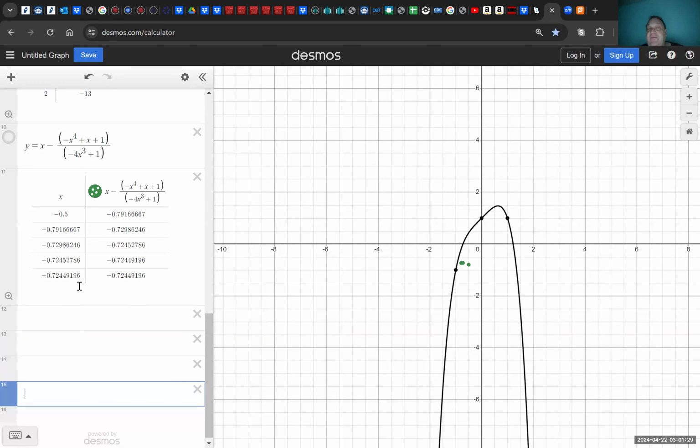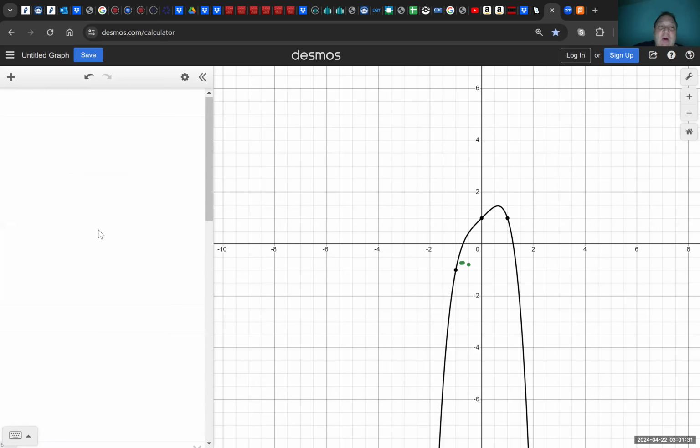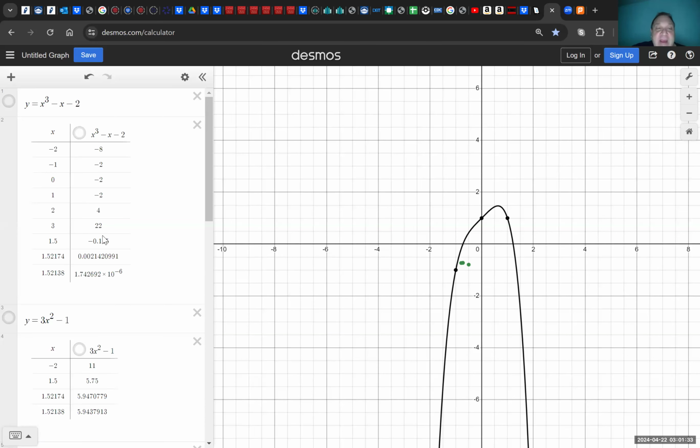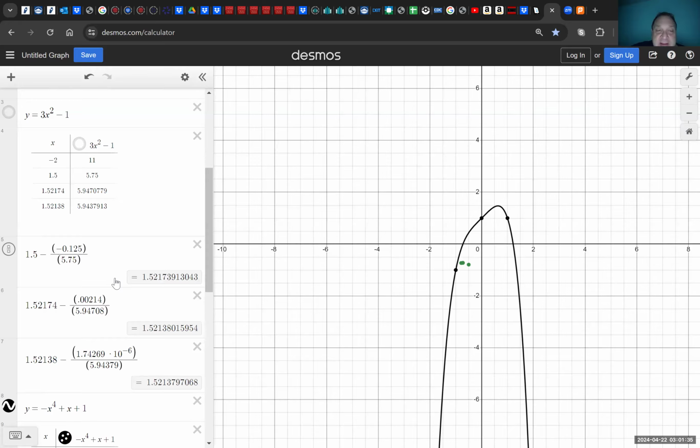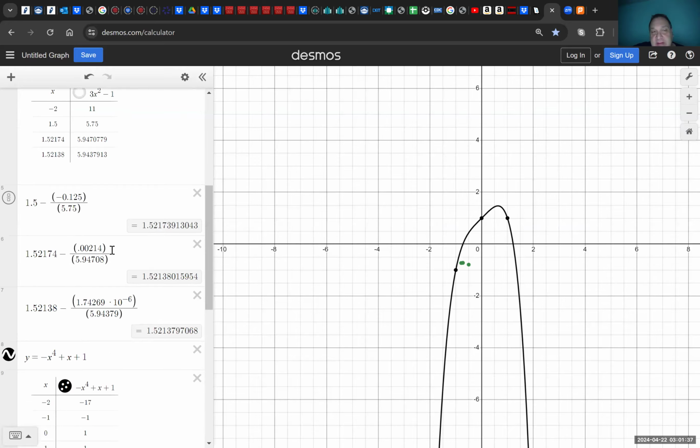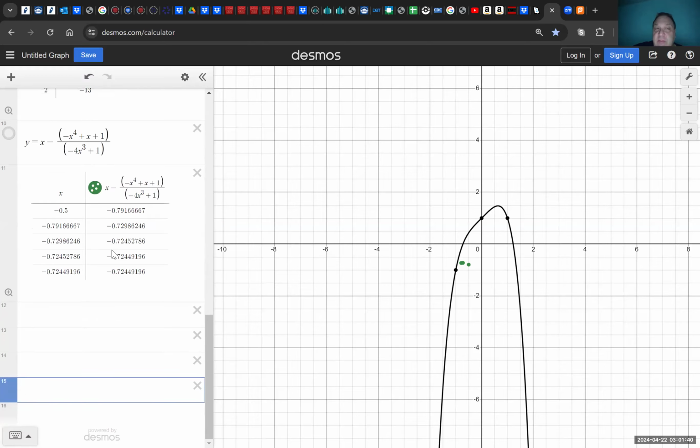So this is a much more efficient method than the way I used before, where I had to have two separate tables, and then I had to type stuff in, and then type different stuff in. So this is a lot more efficient in terms of doing all the steps. So here's the formula, and each time I plug it in, I get a better and better approximation.